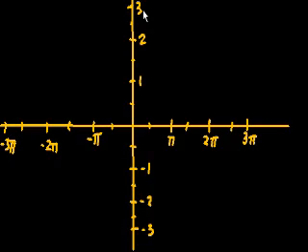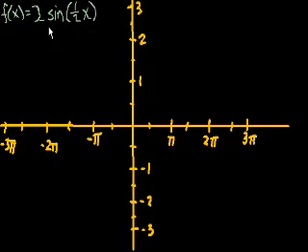So let's start. Let's say f of x is equal to 2 sine of 1/2 x. So when we look at this, a couple interesting things here. How is this different than just a regular sine function? Well, here we have 2. We're multiplying the whole function by 2, and also the coefficient on the x term is 1/2.